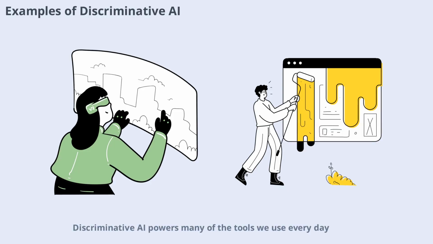Discriminative AI powers many of the tools we use every day. From email spam filters to facial recognition systems, these models are behind the scenes, making quick and accurate decisions. For instance, when your phone unlocks using your face, a discriminative model is at work. Similarly, when you search for images of dogs online, discriminative AI helps sort and classify the results. Their reliability and speed make them essential in countless applications.